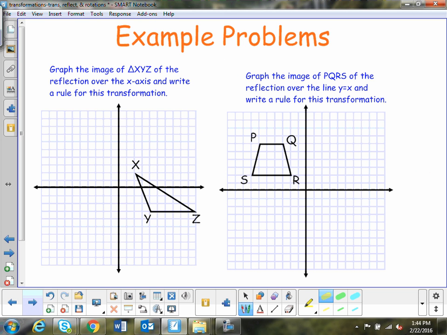Alright, so let's take a look at these two right here. It says graph the image of triangle XYZ reflected over the x-axis and then write the new rules. Okay, so we're going to reflect this one over the x-axis. It'd be a good idea to get a color pencil or a highlighter and highlight your line of reflection, so you know you're flipping over that thing. And then just do 1 point at a time in the opposite direction. Opposite orientation like we wrote down in our notes.